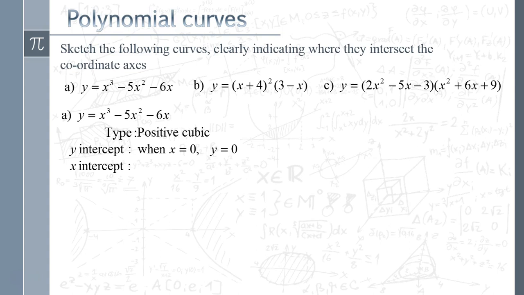For the x-intercepts, that's happening when y equals 0. So what we're going to do is stick y equals 0 into our equation. So we're going to replace the y there with a 0. And now we've got an equation to solve.